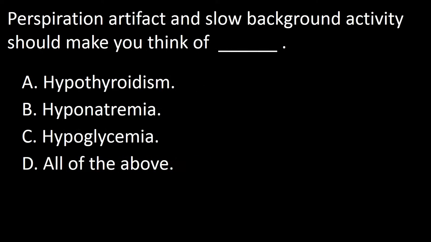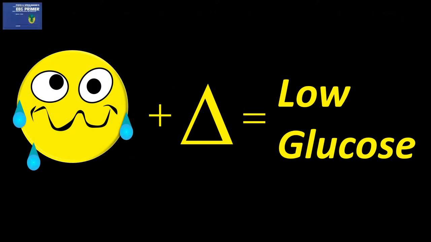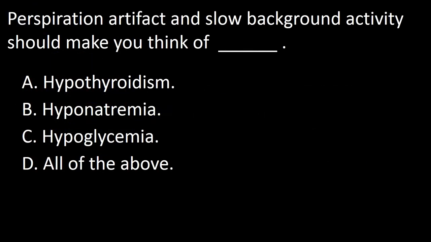Next question. Perspiration artifact and a slow background activity should make you think of A. hypothyroidism, B. hyponatremia, C. hypoglycemia, D. all of the above. Sweating is a sign of hypoglycemia, as you well know, and delta waves reflect cerebral hypometabolism. Their combination should make you think of hypoglycemia. So the answer to this question is C.